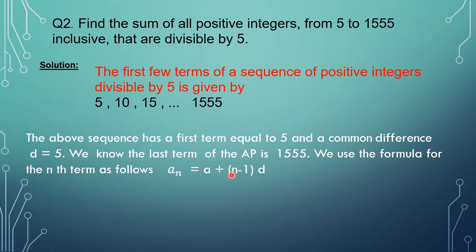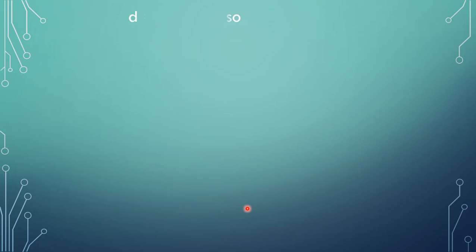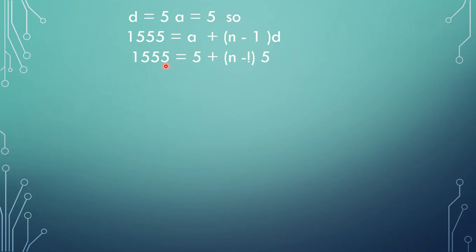So we will get the value of n. That means we will find out how many terms are there from 5 to 1555 which are divisible by 5. So let's put the values. 1555 is equal to a plus n minus 1 into d. Then d and a both are 5. So we put 1555 is equal to 5 plus n minus 1 into 5.